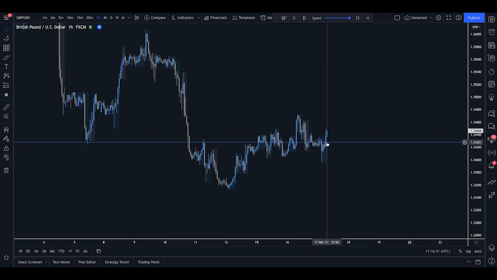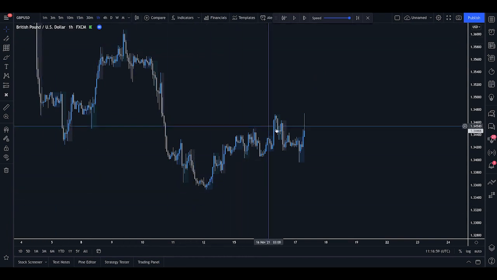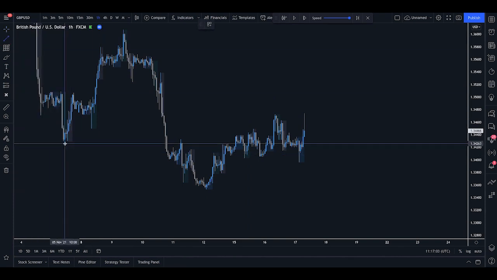So for this example, we're starting at 7 a.m. UK time. Now what we can see here is a lower low, lower high, lower low, and now potentially a lower high in a downtrend on the higher time frames. So that's the first consideration, that the market may be moving down.